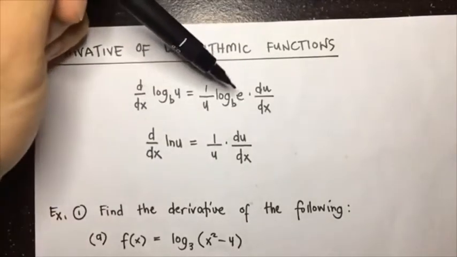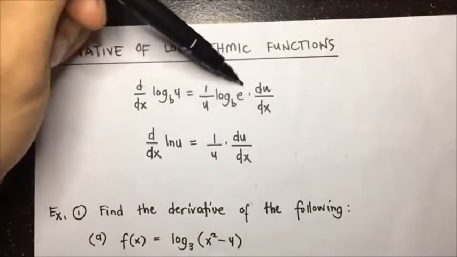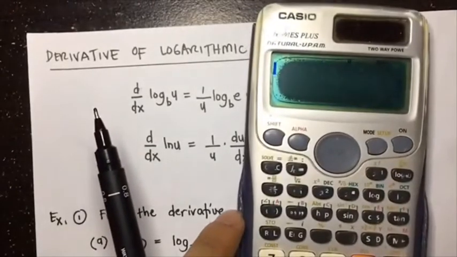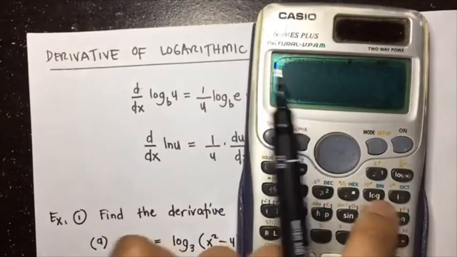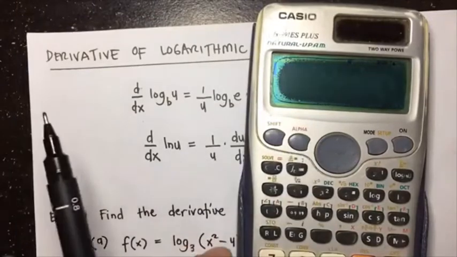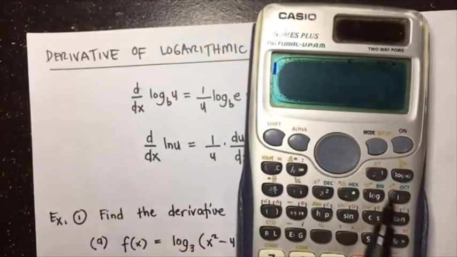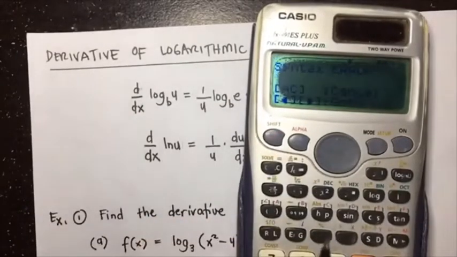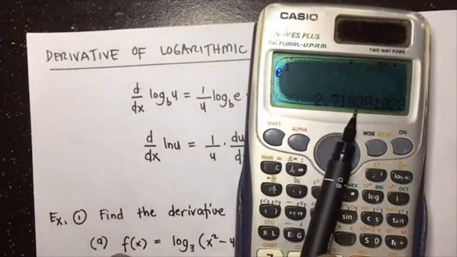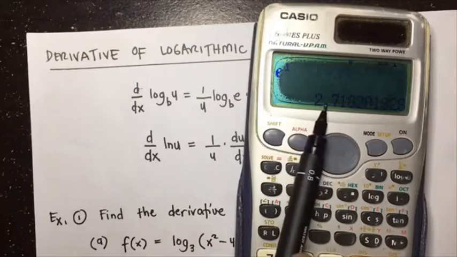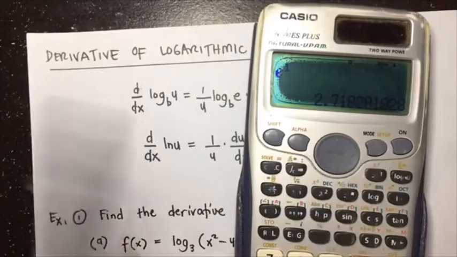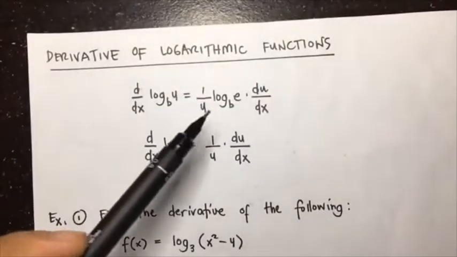Recall that your e, the natural base, is actually in your calculators. Its value is e raised to 1, which is 2.7182818. So that's the value of the natural base e.